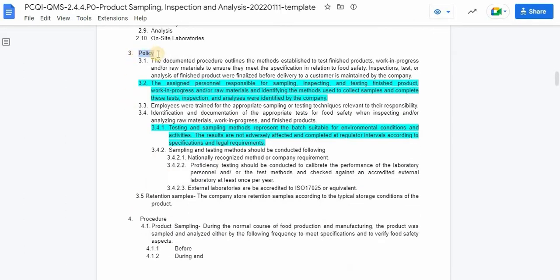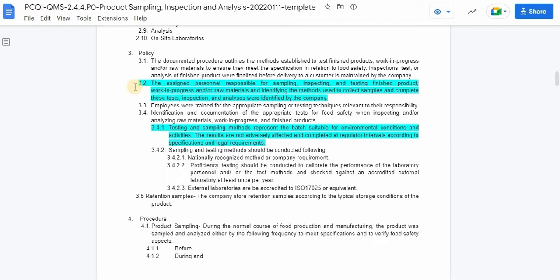Third is policy. The policies are the rules set by the company as their implementation guide. The documented procedure outlines the methods established to test finished products, work in progress, and/or raw materials to ensure they meet the specification in relation to food safety. Inspections, tests, or analysis of finished product are finalized before delivery to a customer and maintained by the company.